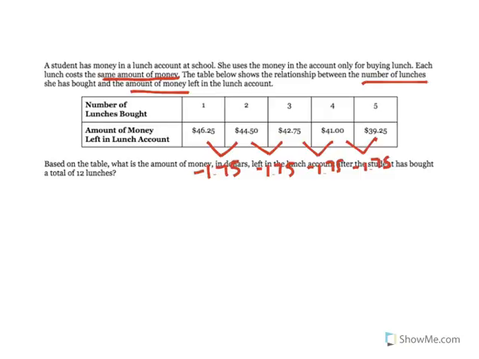Good. Now let's continue on. Based on the table, what is the amount of money in dollars left in the lunch account after the student has bought 12 lunches? Okay, so right here they give us from 1 to 5. We're not going to continue on the table for 12 things. That's going to take up a lot of space and a lot of time. So let's find an equation, and I think that will help us get to our answer much quicker. Now, we're subtracting the same amount each time. If we're adding or subtracting the same amount each time, it's linear. So I'm going to use a linear equation.